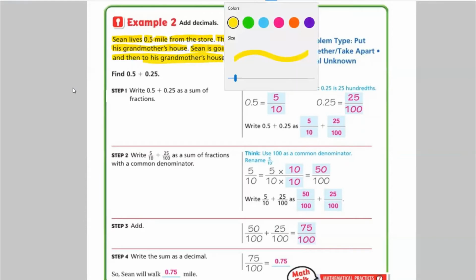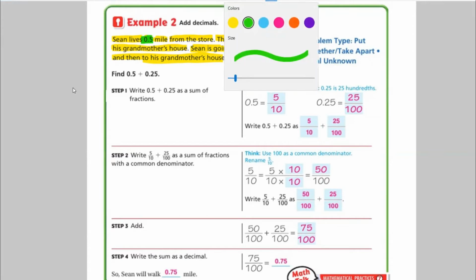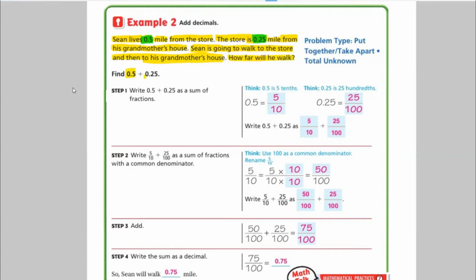Excellent. So he asked me about the distance that he will walk, right? Yes. So you have to add or subtract. We're gonna add or subtract. Let's add. Excellent. So let's add 0.5 plus 0.25. Okay, so let's add.